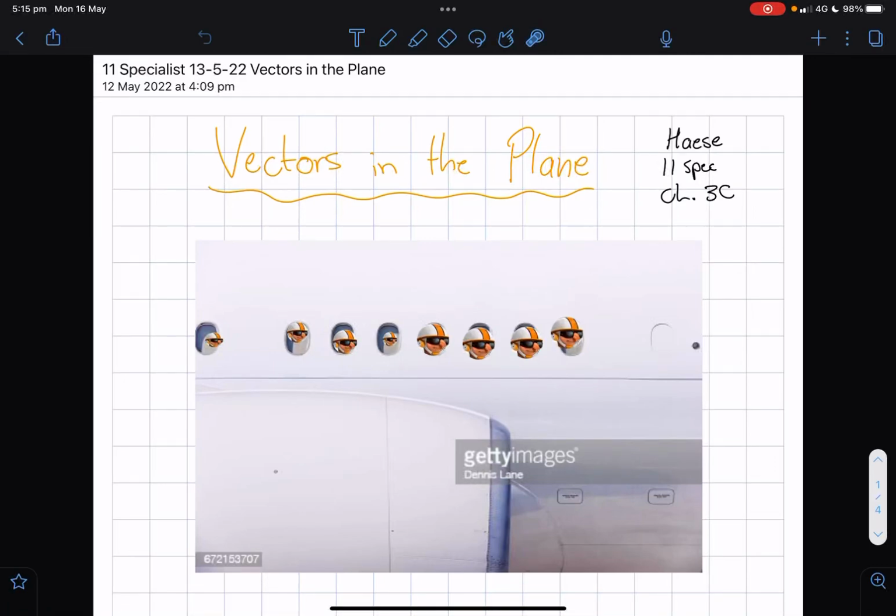So we are actually continuing on today with our vectors work. We're going to start looking at vectors in the plane.